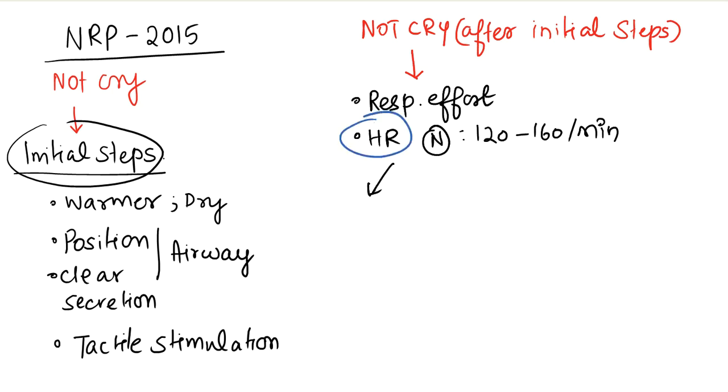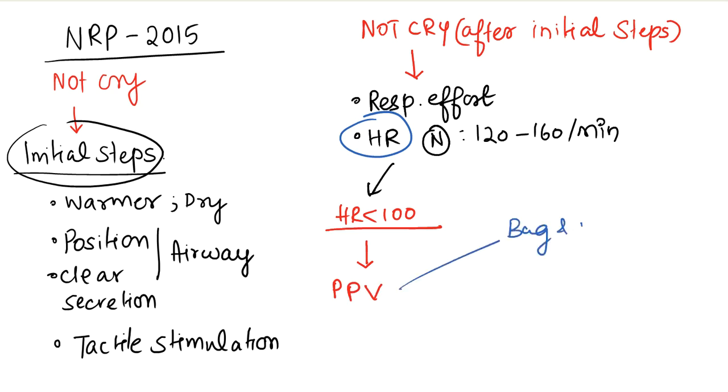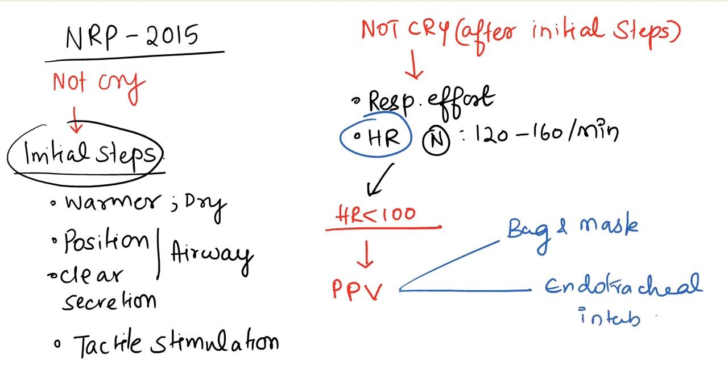The point to be remembered is, if the heart rate is less than 100, you have to start positive pressure ventilation, which I abbreviate as PPV. Positive pressure ventilation can be given either by a non-invasive route, which we call bag and mask ventilation, or by the invasive route, which is endotracheal intubation. Remember, in all clinical scenarios, initially bag and mask ventilation is attempted. If it is not successful, then only you are going to go for endotracheal intubation.